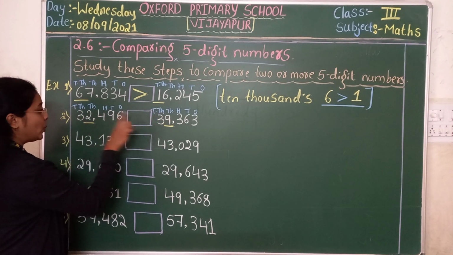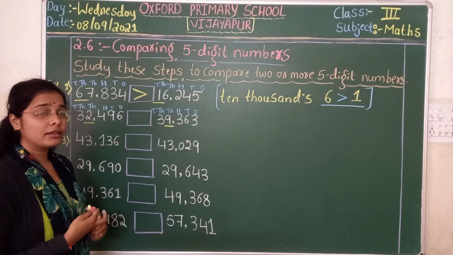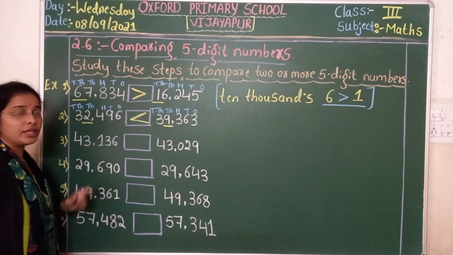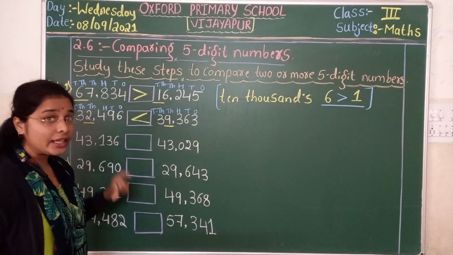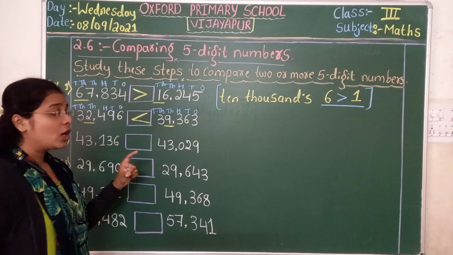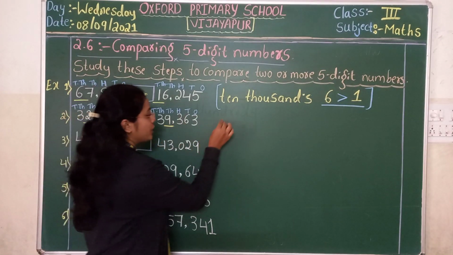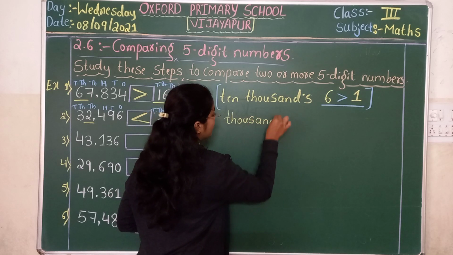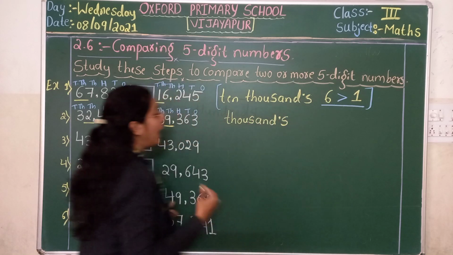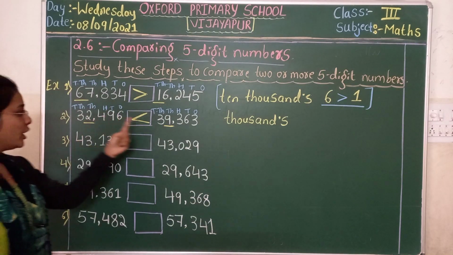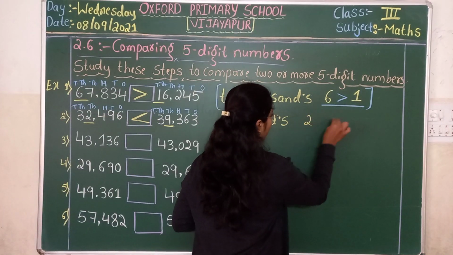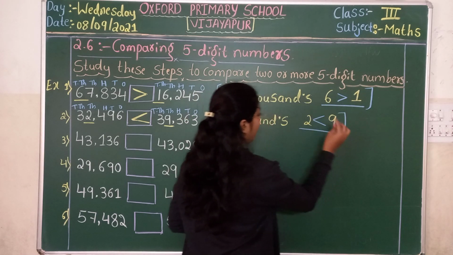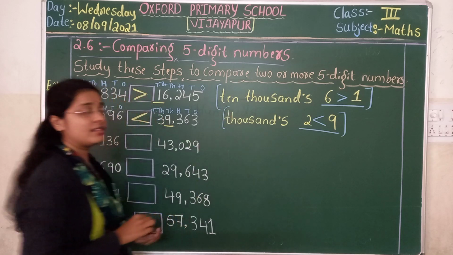We have digits 2 and 9. Which is the bigger one? Number 9 is the bigger. So the mouth is open towards the bigger number. Which place did we compare here? Thousands. Write down thousands. This is the place we compared, and the digits 2 and 9 we compared. Number 9 is the bigger number, so you have to write the place as well as the digits of comparison.